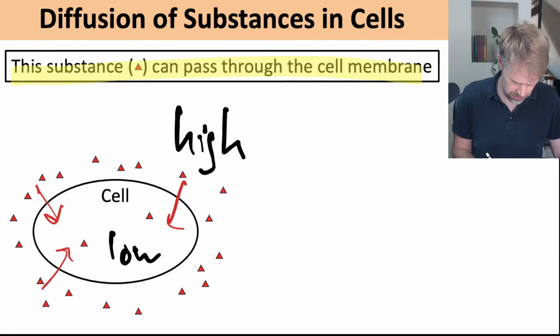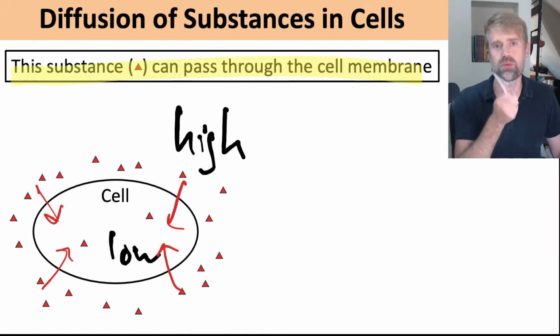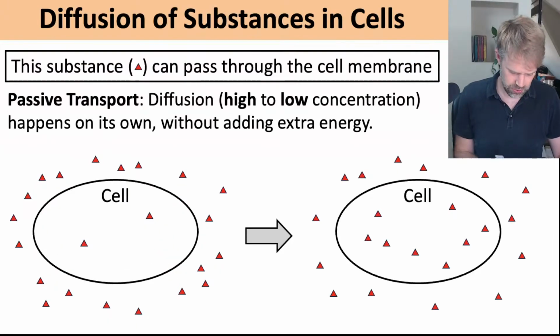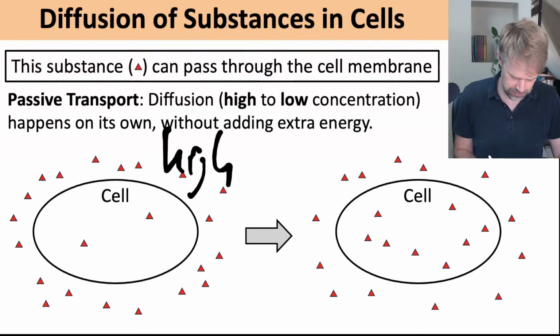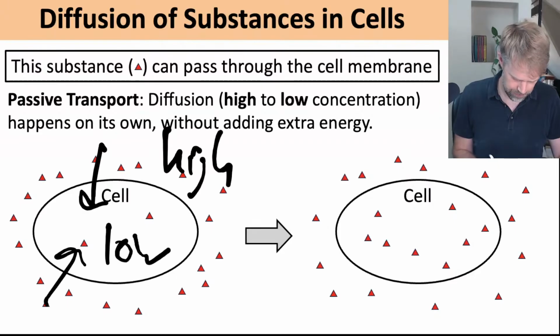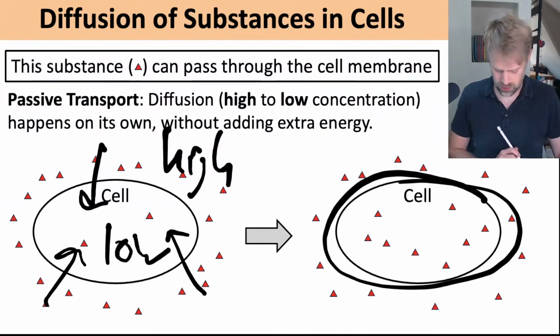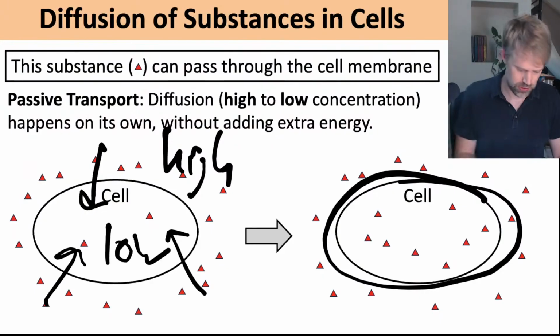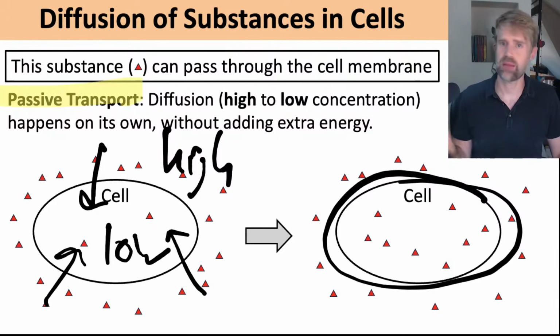So many of these little triangles are going to move through the cell membrane into the cell. And boom, we're going to end up in a situation like this because we went from high to low and we increased the amount of red triangles that are inside the cell. Okay, diffusion, high to low concentration, and assuming this thing can pass through the membrane, passive transport, it happens on its own. This stuff is going to move through the membrane all on its own.